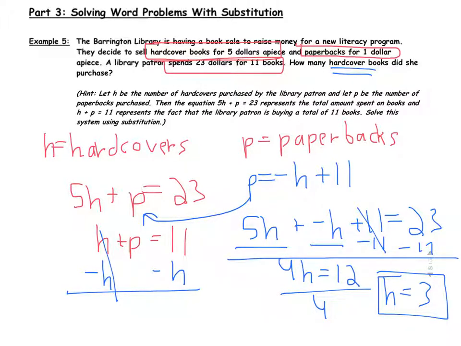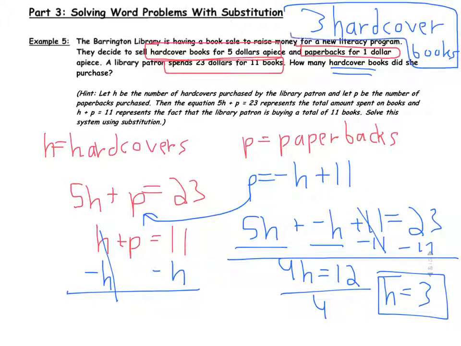I'm going to write my answer here at the top. That means in total, we bought 3 hardcover books. It's important with word problems to actually answer the question. H is 3 is nice, but we should know what that represents. She bought 3 hardcover books.